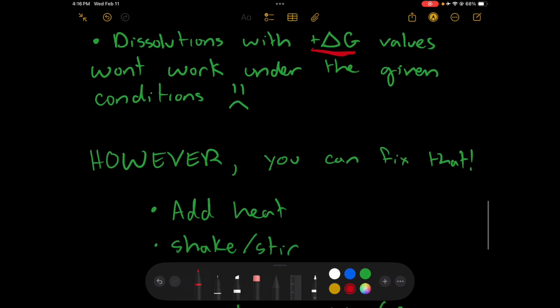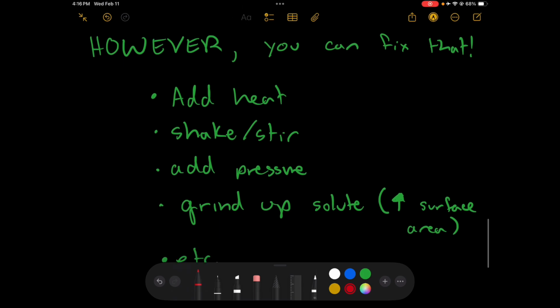And the way you do that is really the same way you would speed up a chemical reaction. You could heat something up to get it to dissolve. You could shake or stir to encourage dissolution. You could increase the pressure surrounding that dissolution, or even you could grind up the solute, so think like sugar cube versus granular sugar, to encourage a dissolution. Basically anything you would do to increase a reaction rate, you could use to increase a dissolution rate or encourage dissolution to happen in general.